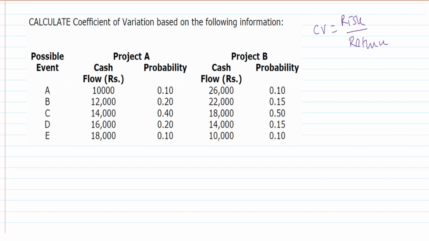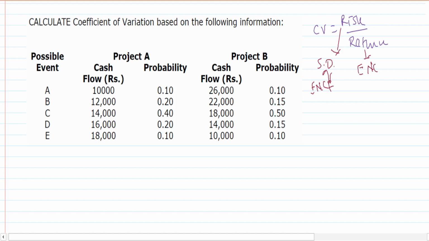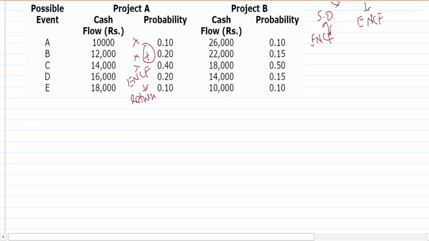So what exactly do we understand as risk? We understand risk as the standard deviation. So we will find the standard deviation of the expected net cash flow, while the return is nothing but the expected net cash flow. All these cash flows which are given, we will multiply with their corresponding probabilities and then take the total. That will be your expected net cash flow, which for CV we will understand as return. And in the earlier question, we had seen how we can work out the standard deviation. So accordingly, we will work out the standard deviation. So let's do it. It's a simple question, no doubt about it.